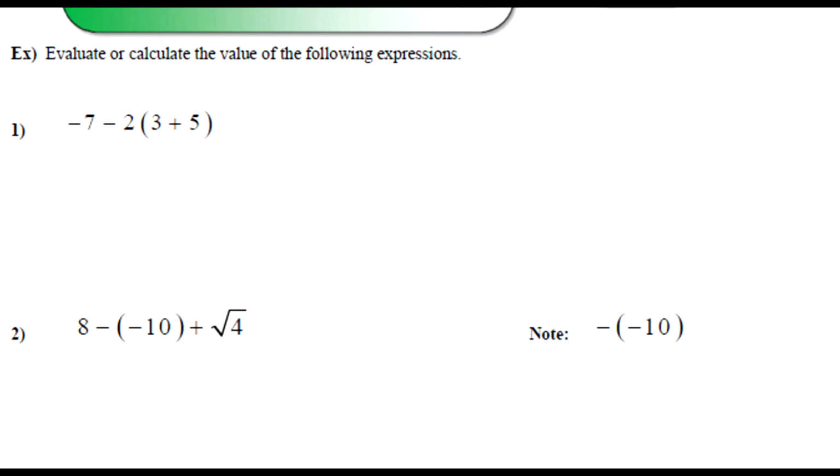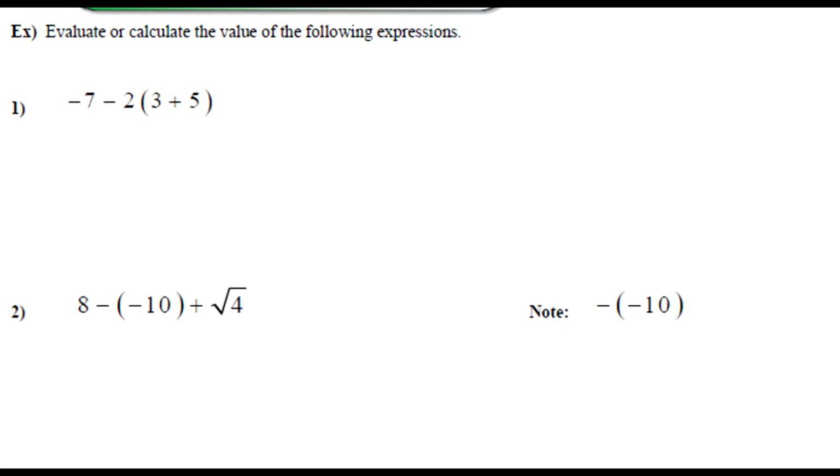We want to calculate the value of the following expressions. So again, I'm just going to quickly go through the composition. So first of all, we're going to allow composition. We want to identify the separate terms and then the separate factors. So the second term has a factor of -2, and then it has a factor of 3 plus 5.